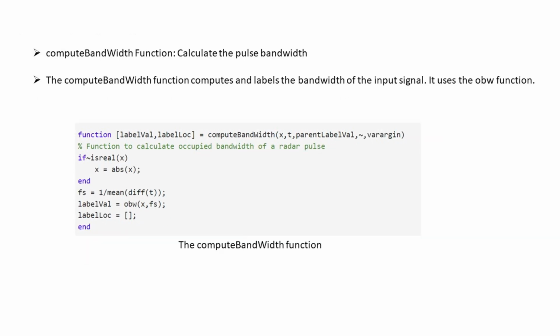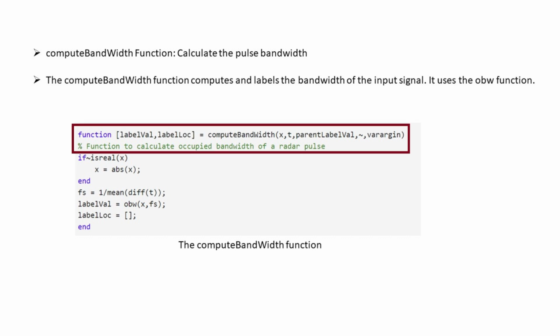Compute bandwidth function: calculate the pulse bandwidth. The compute bandwidth function computes and labels the bandwidth of the input signal. It uses the OBW function. We will see this code explanation in next slides.